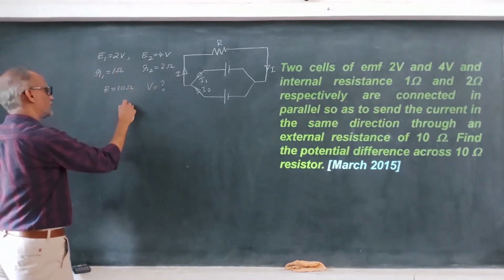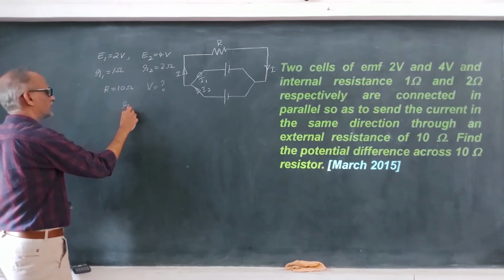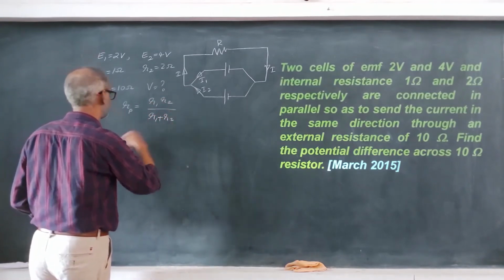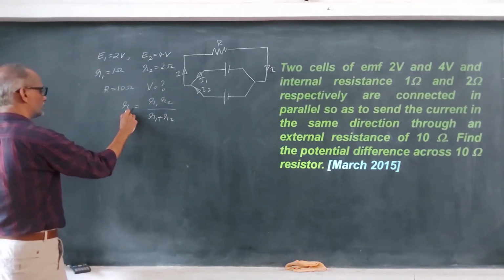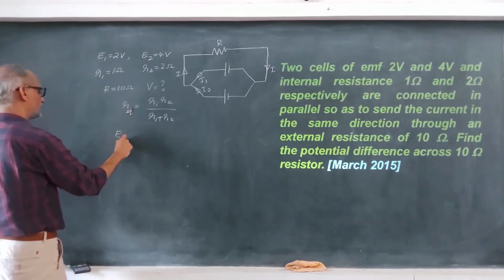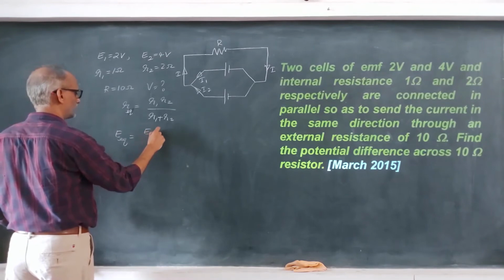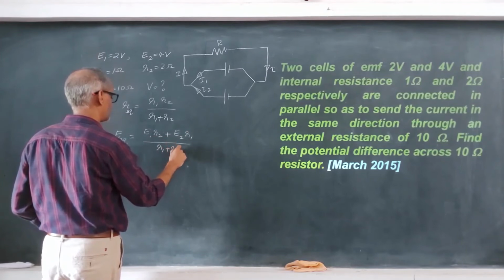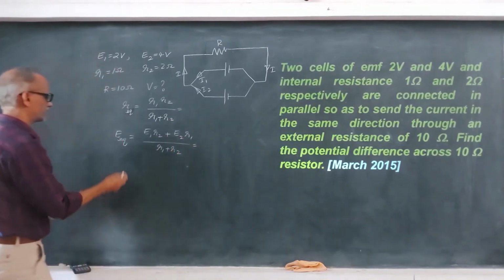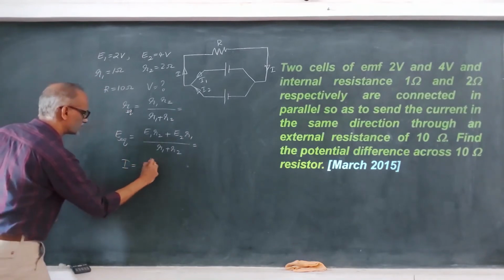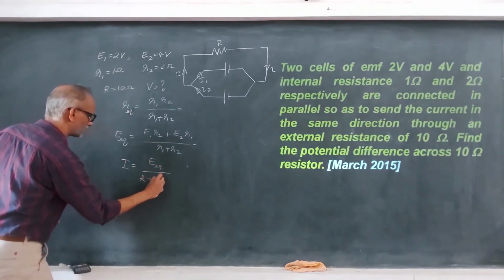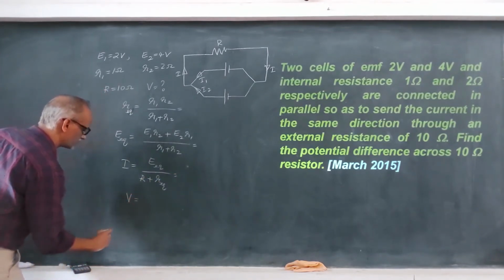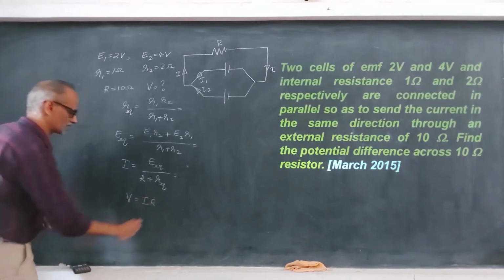When two cells are connected in parallel, we can find the effective resistance of the parallel combination. Rp is equal to R1 R2 by R1 plus R2. It's also called R equivalent. We can even find E equivalent, which is E1 R2 plus E2 R1 by R1 plus R2. So, once we get E equivalent and R equivalent, we can find the main current, which is I equal to E equivalent by R plus R equivalent. Then we can find the potential difference V using I into R. So, these are the steps involved.